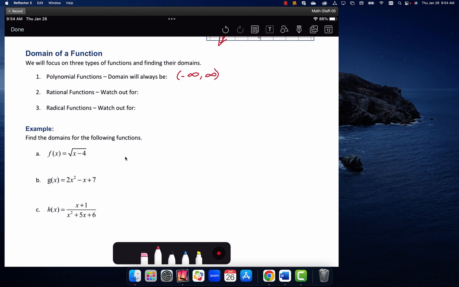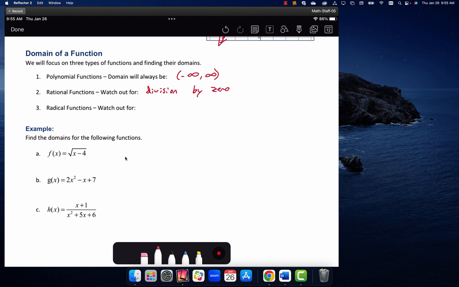With rational functions, remember rational functions are basically fractions. We've seen these before. And remember, you have issues when you have division by 0. So we want to watch out for division by 0. We've seen those restricted values already in the past.